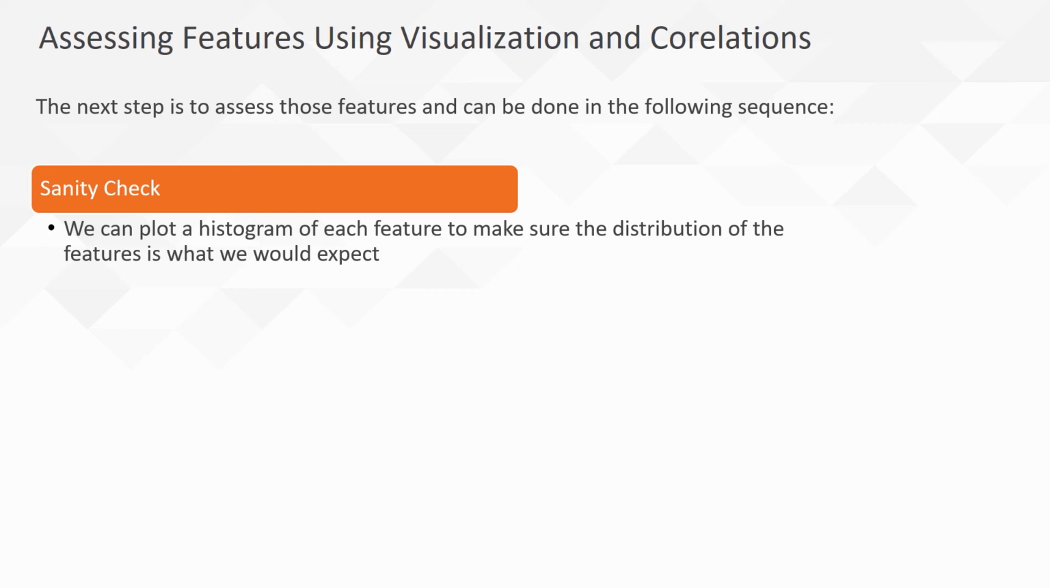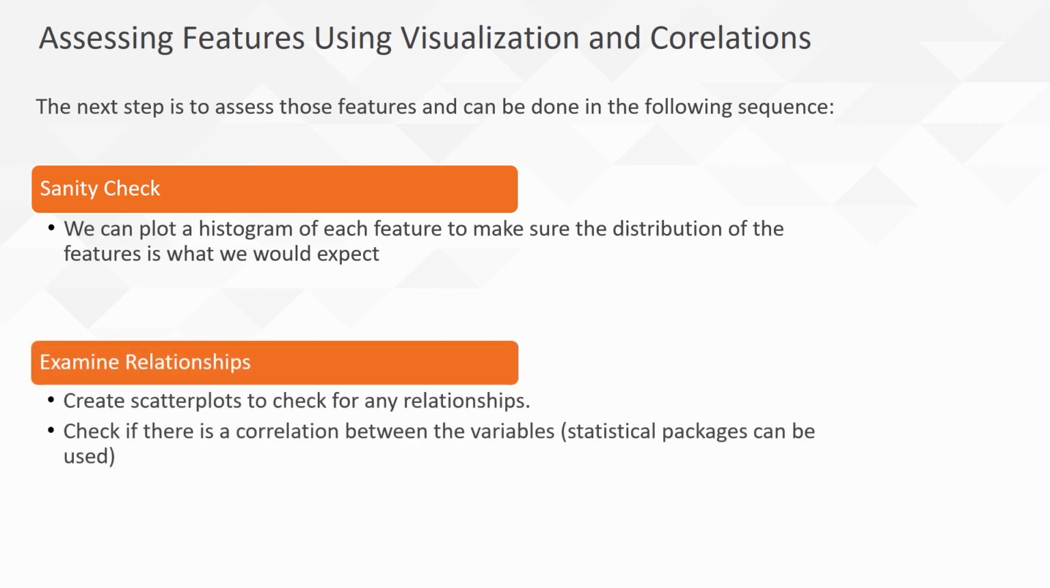The next step is to examine the relationships between our features and the outcome of interest. This can be done by creating scatter plots. Often, the most effective means of assessing a relationship is to create a scatter plot that plots a feature against the outcome of interest and see whether there is any obvious relationship.